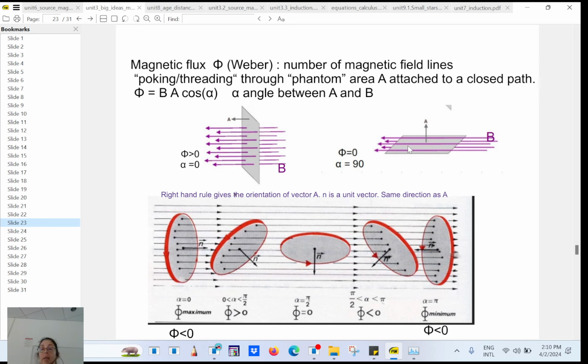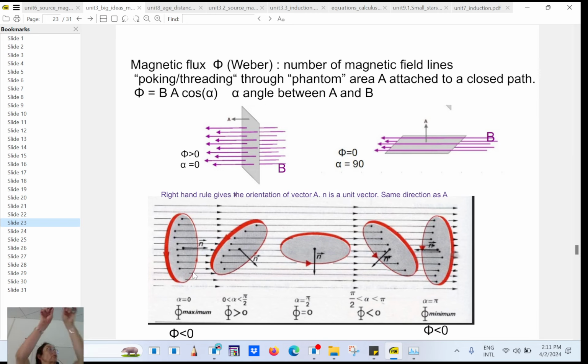Is that clear? So now you have a conductor. It's a loop, made of copper, for example. Let's say you have a closed loop and there is no current flowing through that loop. You can imagine you attach a phantom area here. Is the flux positive in that case? Is there a magnetic flux? Yes, you see those lines are poking through this imaginary area that you have attached to your conductive loop.